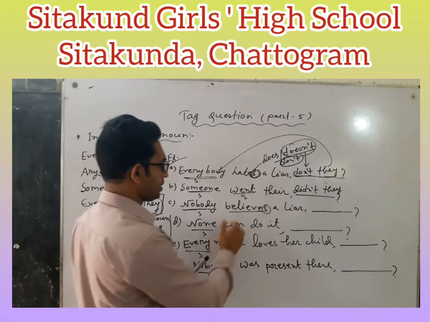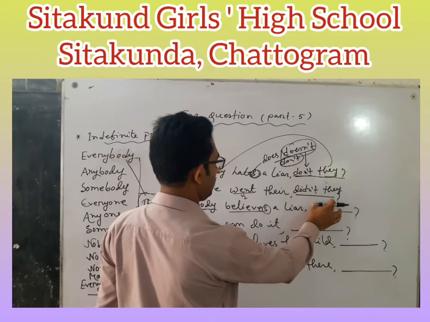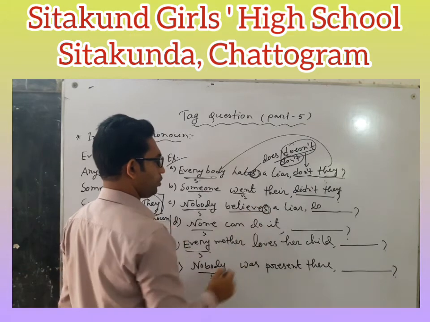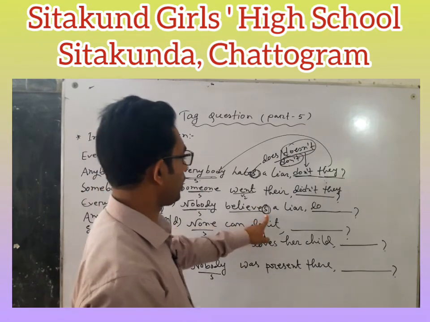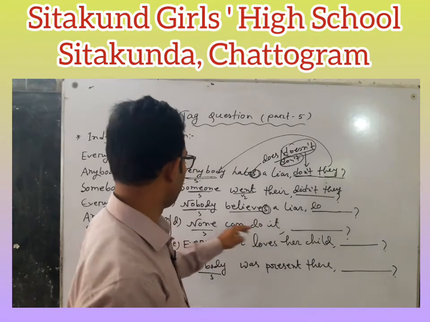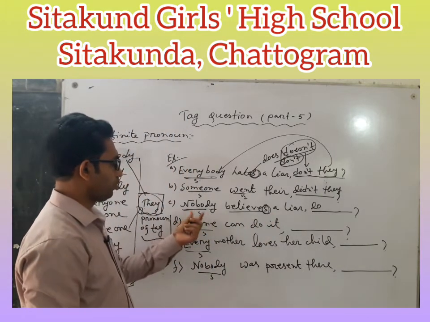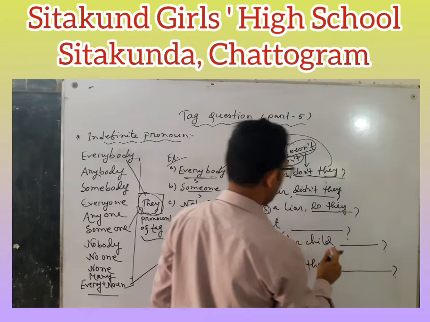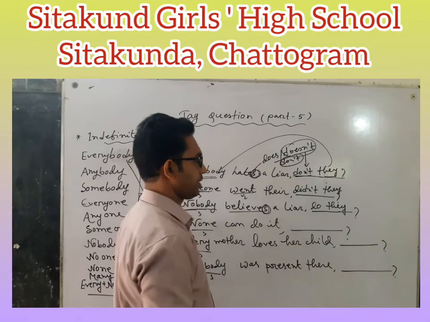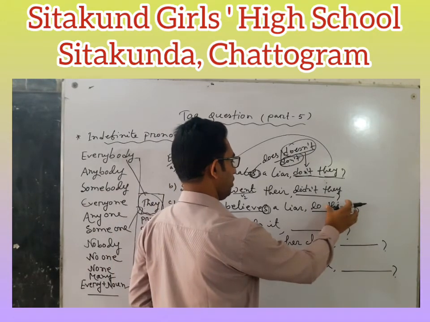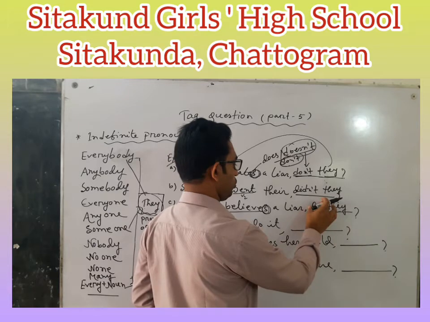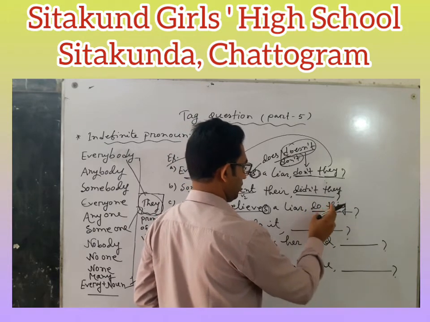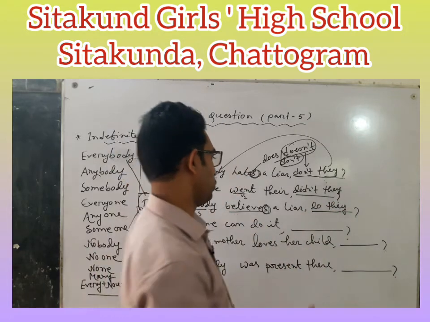So for the negative statement, you can't write don't, but you have to write do. Though there is an S, you cannot write does. You have to write do, because you have to write they for nobody. So do is a plural verb and they is a plural pronoun. So plural and plural, so subject and verb agreement is correct. So do they is the right answer.